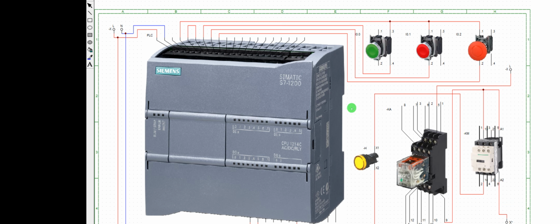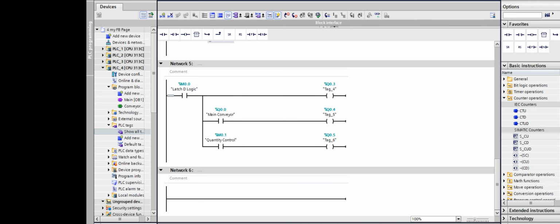Now, this is a PLC. After writing that program, the most essential aspect of automation is your ability to carry out your connection exercise to your CPU, this PLC CPU.